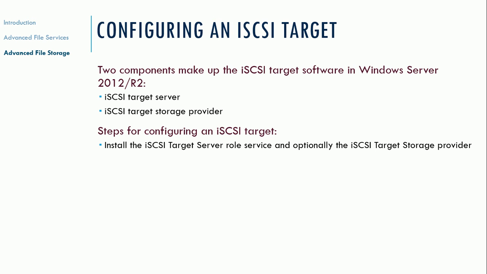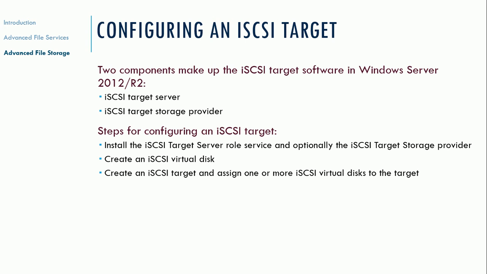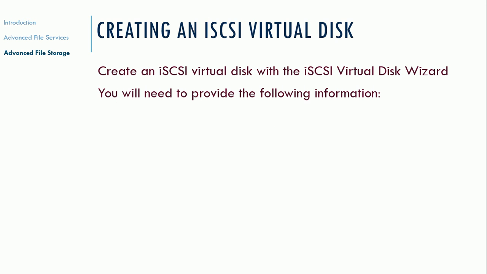The steps for configuring the iSCSI target: you're going to install the iSCSI target server role service and optionally the target storage provider, which is really what you would use on the client side. And then you would create your iSCSI virtual disk, and then you create an iSCSI target and assign 1 or more iSCSI virtual disks to the target.